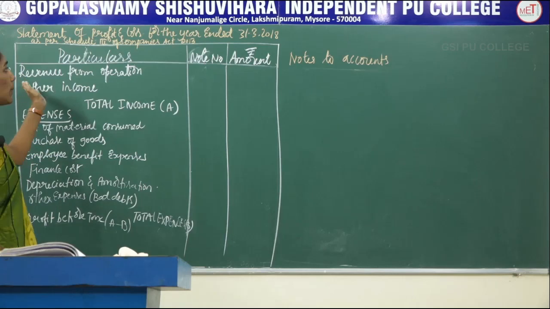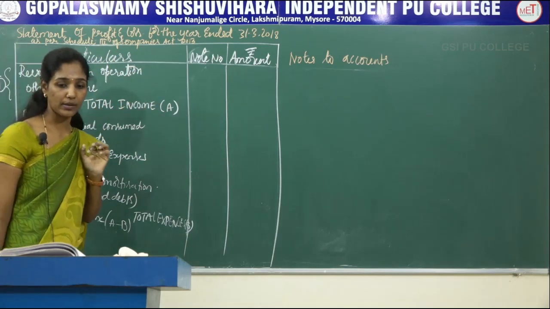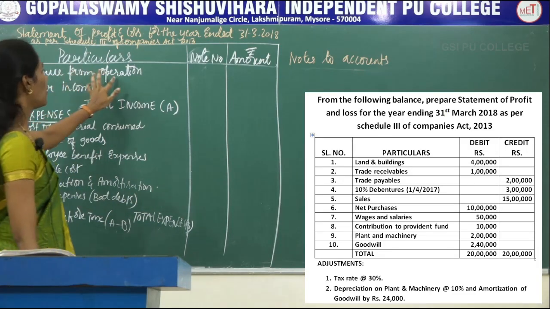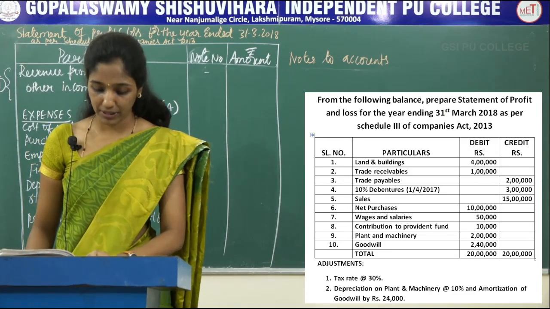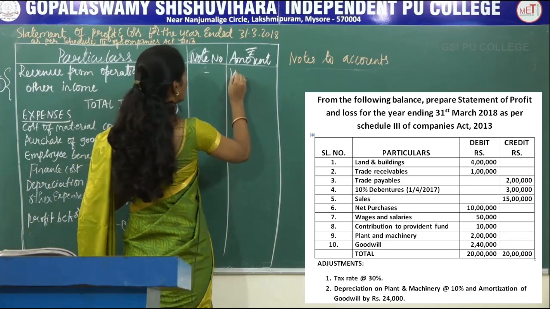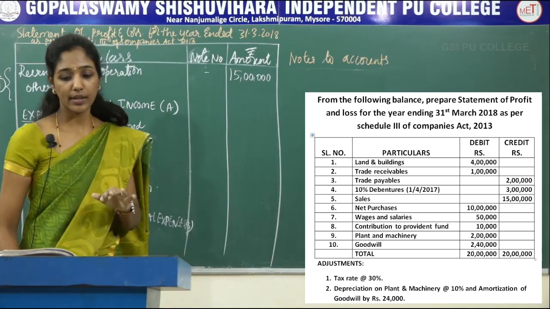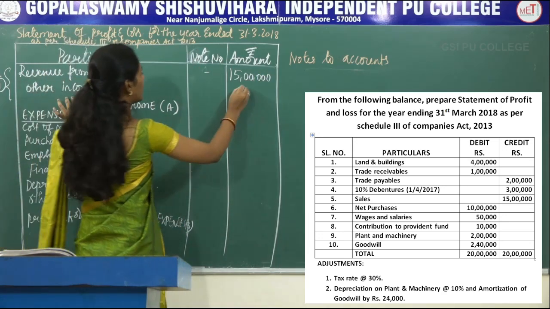As usual, this is the format of profit and loss statement. So particulars, note number and amount. The first item is revenue from operation. So here in your problem they have given sales. Sales is also considered as revenue from operation, rupees 15 lakh. Next, there is no other income in your problem, leave it as blank.